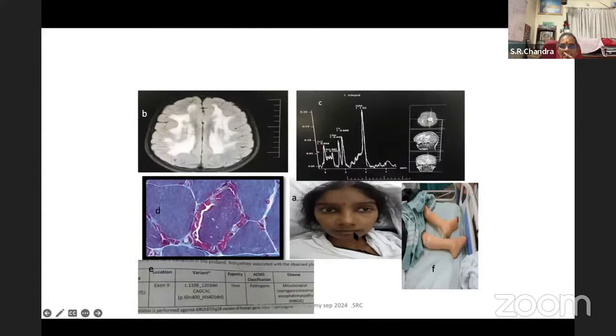So this is her second admission. You can see the white matter changes, the ragged red fibers, and you can see the lactate peak, and she has the peripheral neuropathy, and this is the MNGIE genetics. So at this time, it was too late, and we lost the patient. This is about 10 years after the initial presentation to the same institution, she came back.